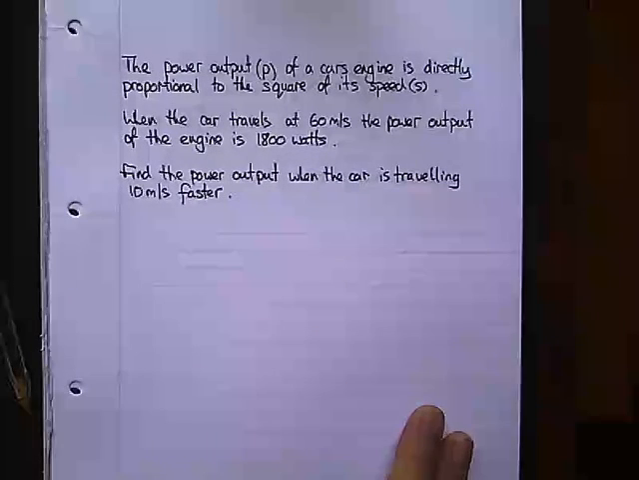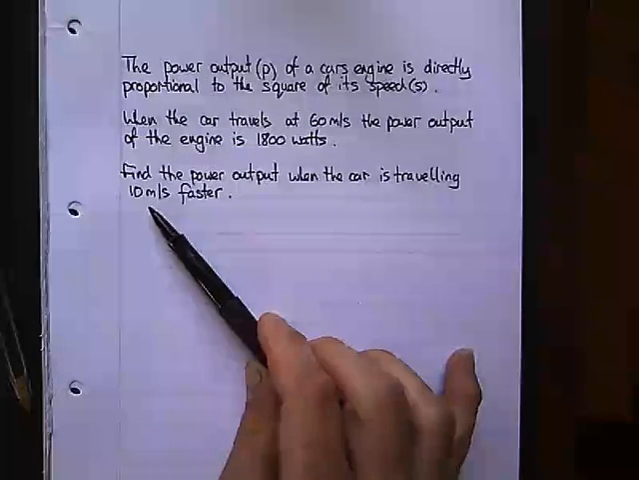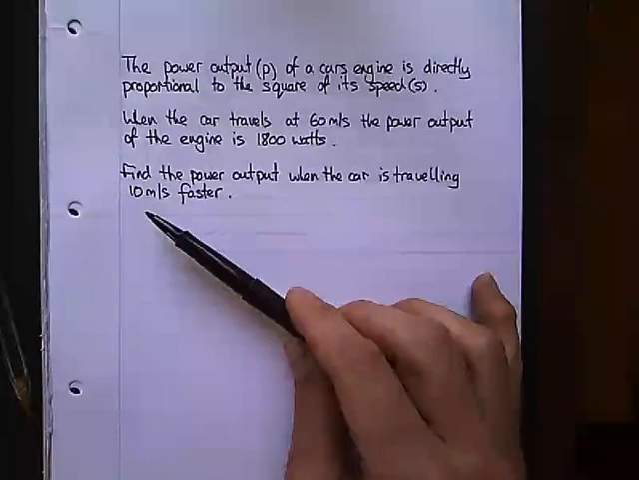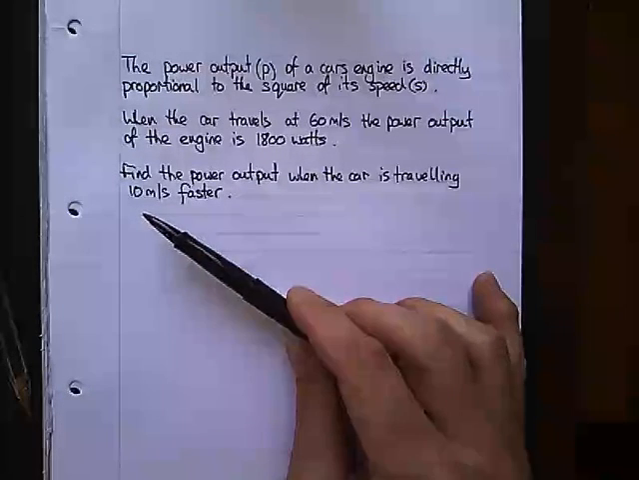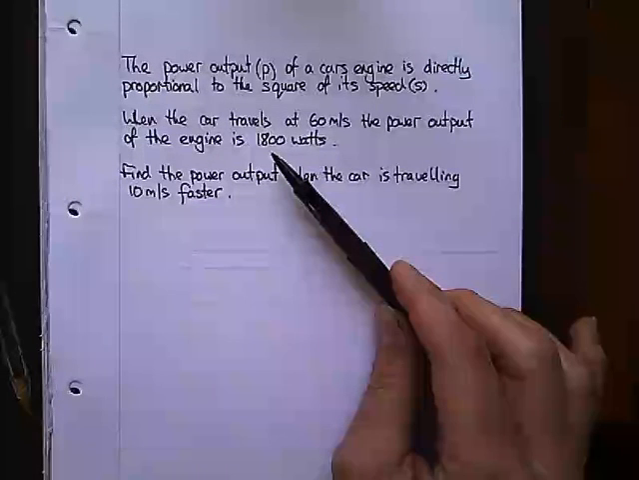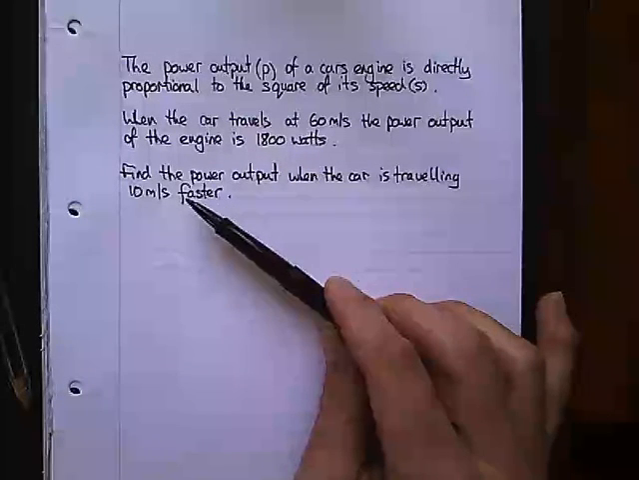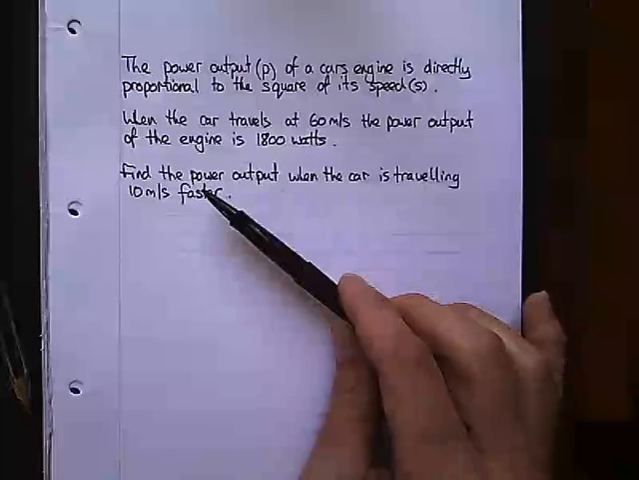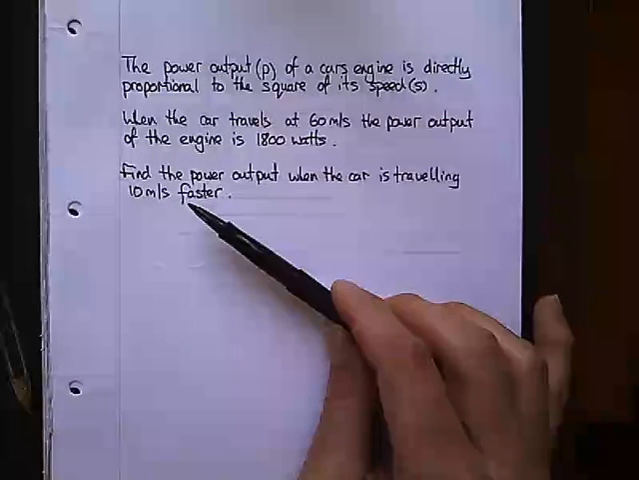So find the power output when the car is traveling 10 meters per second faster. So if we know it's traveling at 60 meters per second, then 10 meters per second faster would be 70 meters per second. So what I need to do is form my equation. I need to substitute in my two values. I need to work out my constant, the k value, the proportional constant, and then I need to form my equation and then use 70 meters per second to work out how many watts the engine will be using, so the power output even of the engine.